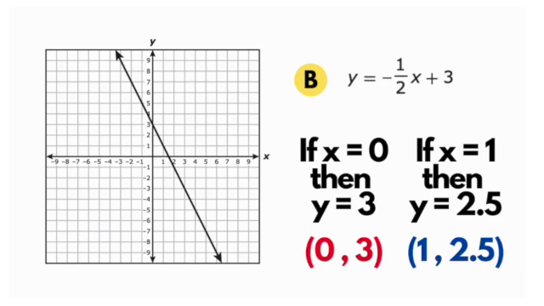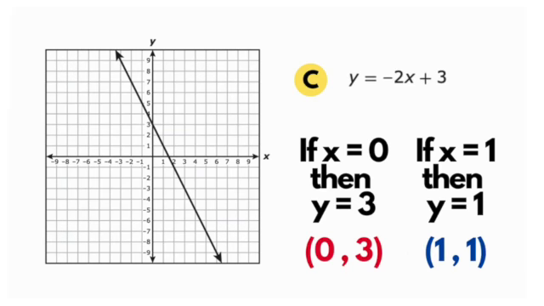Let's look at B. We plug in 0, we get 3 for our y. We plug in 1, we get 2.5 for our y. Let's go ahead and put those two points on the graph. We've got the red and the blue. The red does hit 0, 3. It's the y-intercept. It hits on the line. But 1, 2.5 doesn't. It's not on the line. So B doesn't work either.